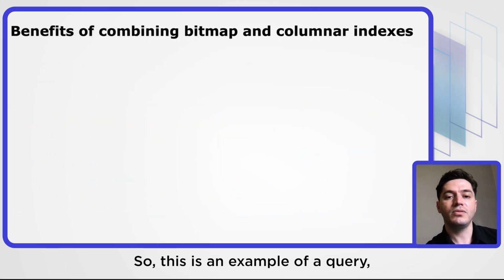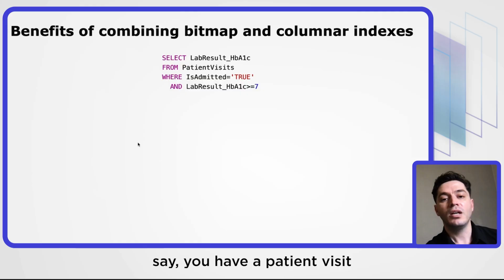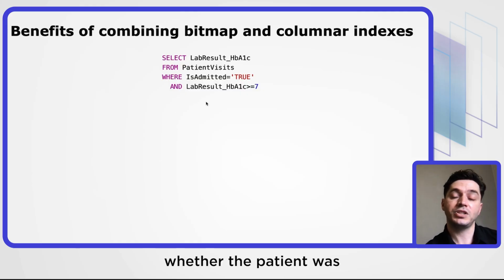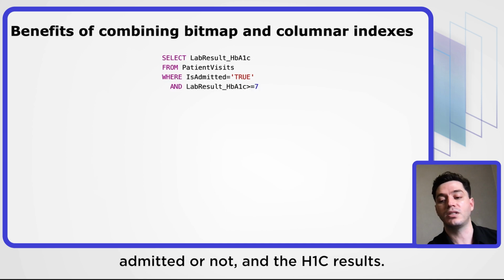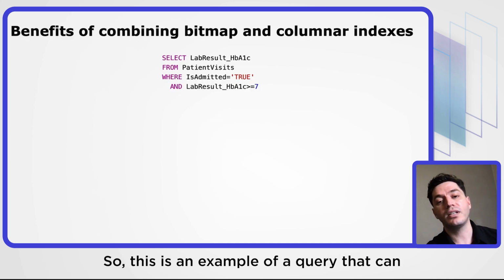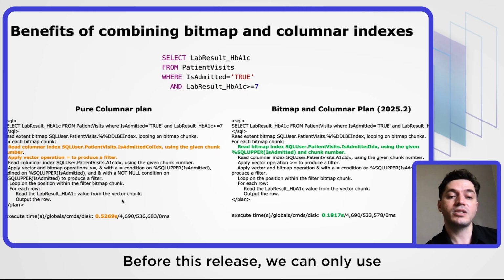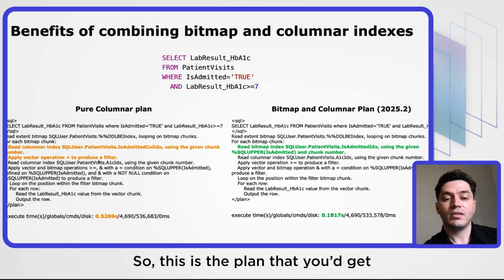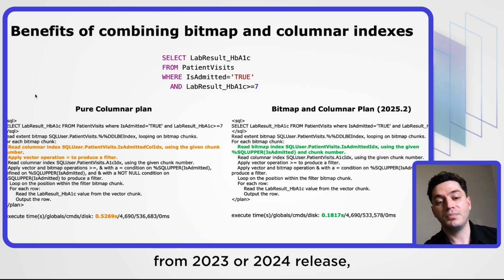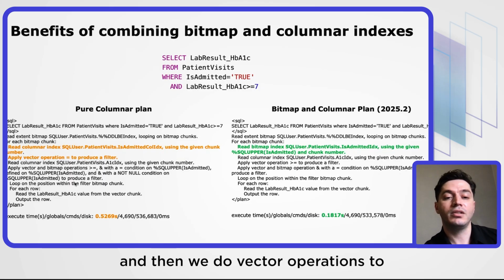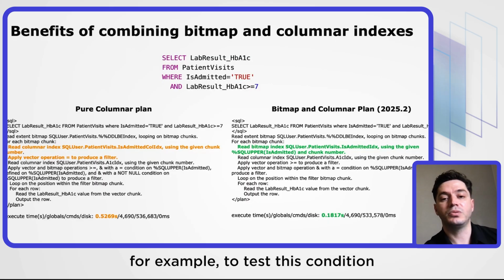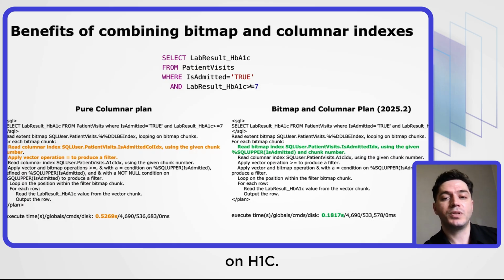This is an example of a query. Say you have a patient visit and you want to filter by whether the patient was admitted or not and the H1C results. This is an example of a query that can benefit from both bitmap and columnar indices. Before this release, we could only use either columnar or row-based plans. So this is the plan that you'd get from a 2023 or 2024 release, where we read columnar data and then we do vector operations, for example, to test this condition on H1C.